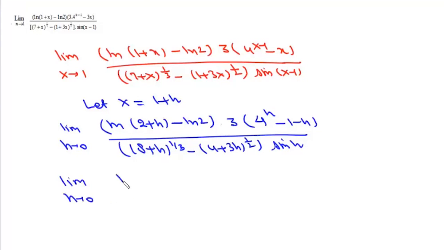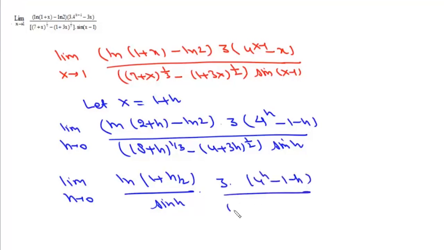h tends to 0 log(1 plus h by 2), and we'll take sin h here, and we'll write (3 into 4 to the power h minus 1 minus h) upon ((8 plus h) to the power 1 by 3 minus (4 plus 3h) to the power 1 by 2). Now here what we'll do is we'll multiply and divide it with h.